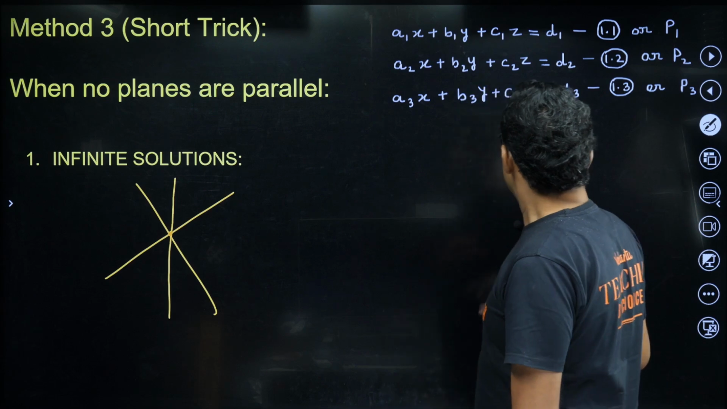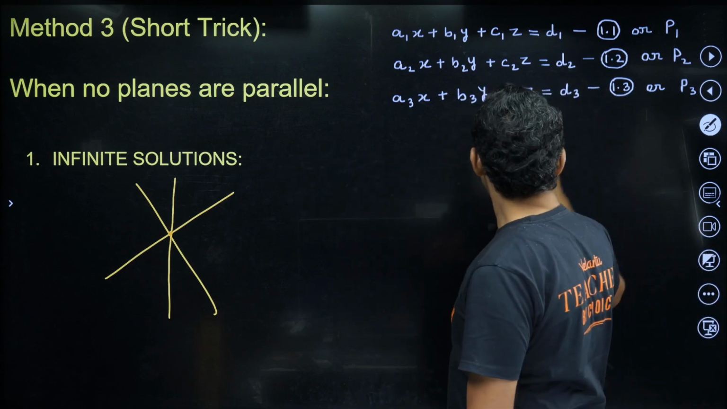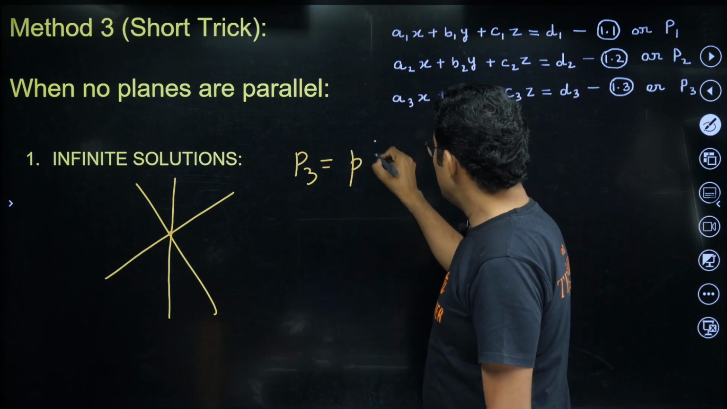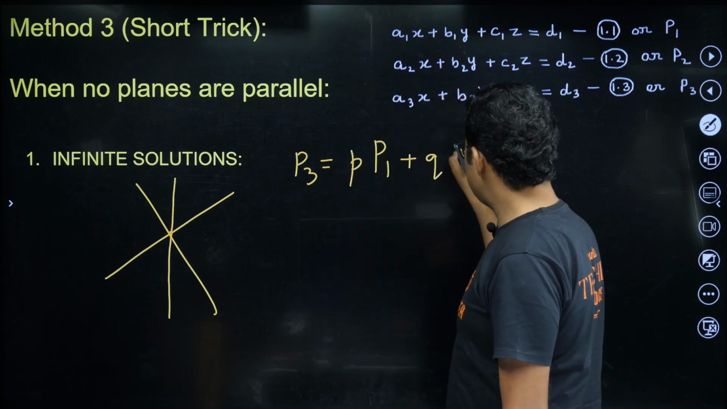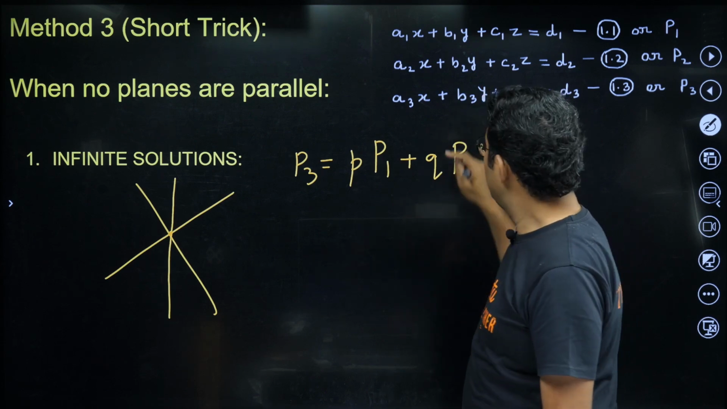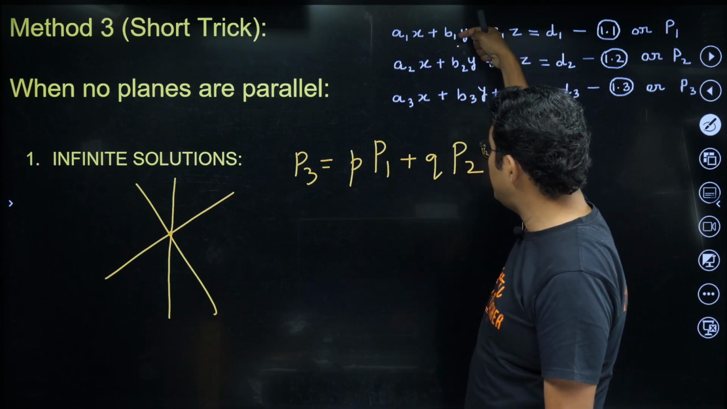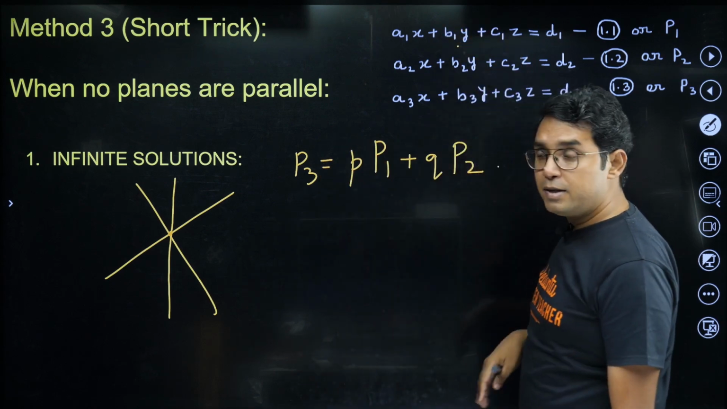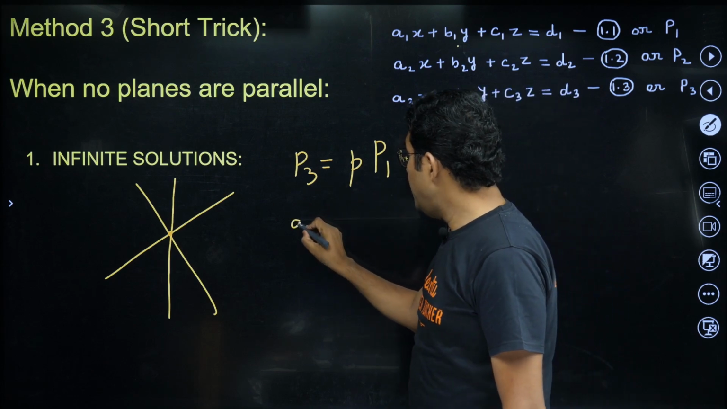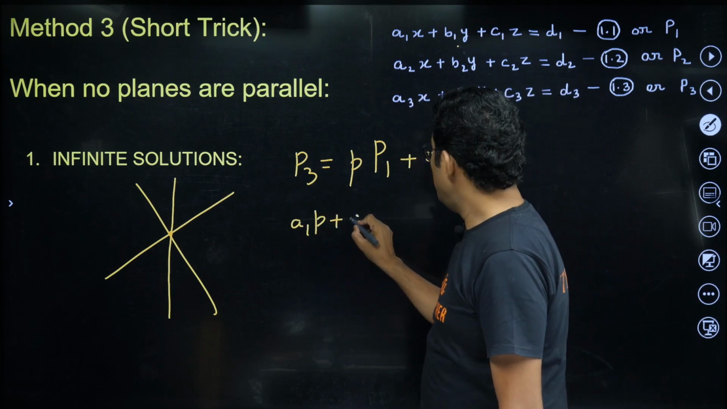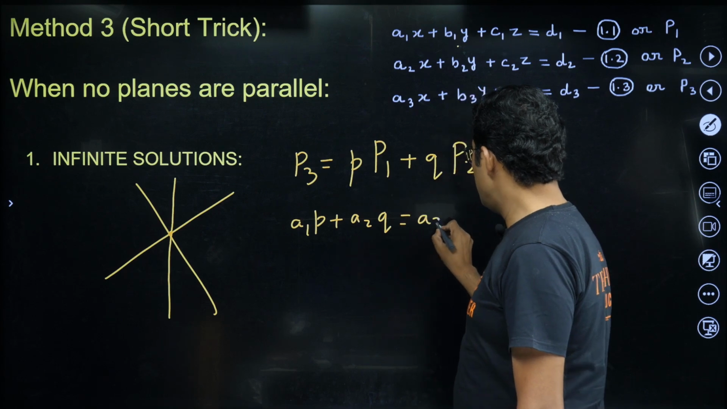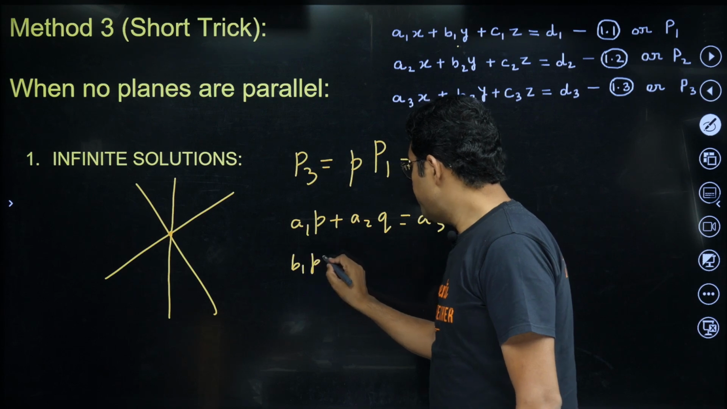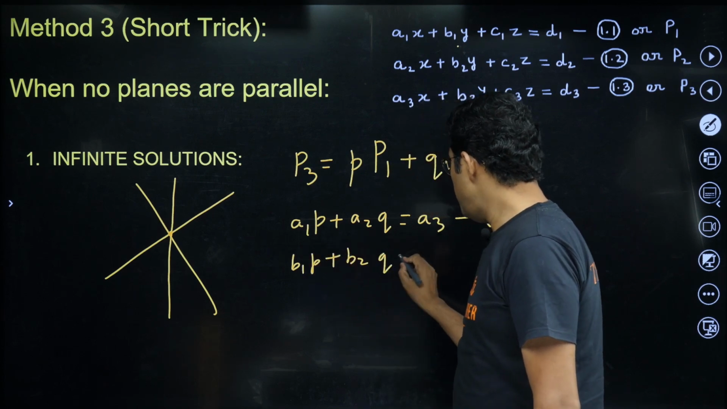Please see how. What I said is, if infinite solutions are there, then P3 can be written as some constant P times plane P1 plus Q times plane P2. Some value P multiplied here, some value Q multiplied here will be able to give you P3. Now, if you compare the coefficients, you will get A1 times P plus A2 times Q, and that will be equal to A3. That is my first equation. Similarly, B1P plus B2Q should be equal to B3.